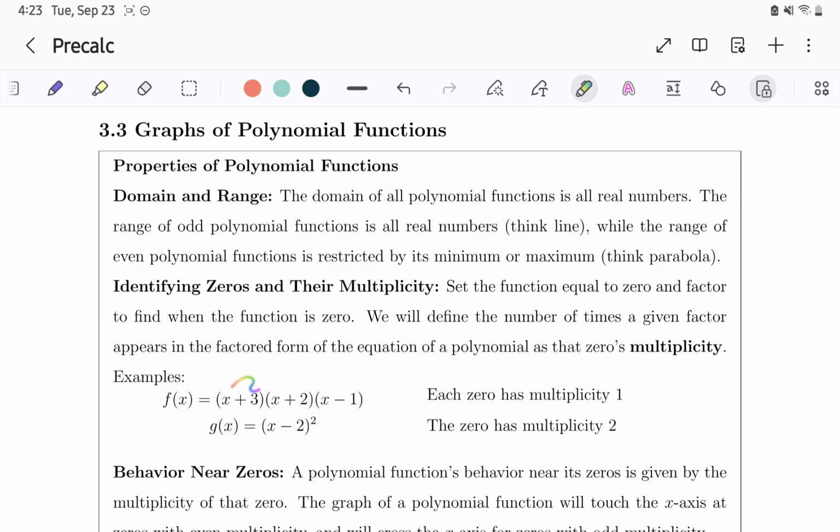So the zeros of the polynomial correspond to when any of its linear factors are equal to 0, once we have it in factored form. And we will define the number of times a given factor appears in the factored form for our polynomial functions as the zero's multiplicity.